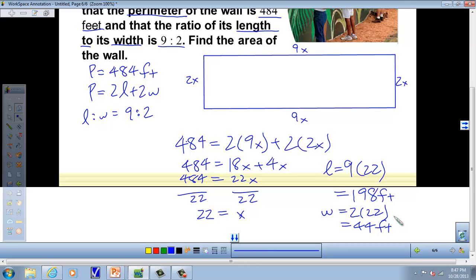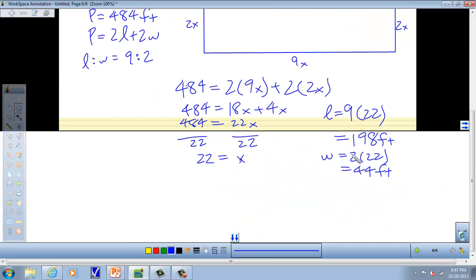And finally, we want to figure out the area. That's what the problem asked for. So 198 times 22, that's going to get us, I think it was, let's see, that's 200. I forgot what it was. I think it ends up being 4812, but we'll find out.